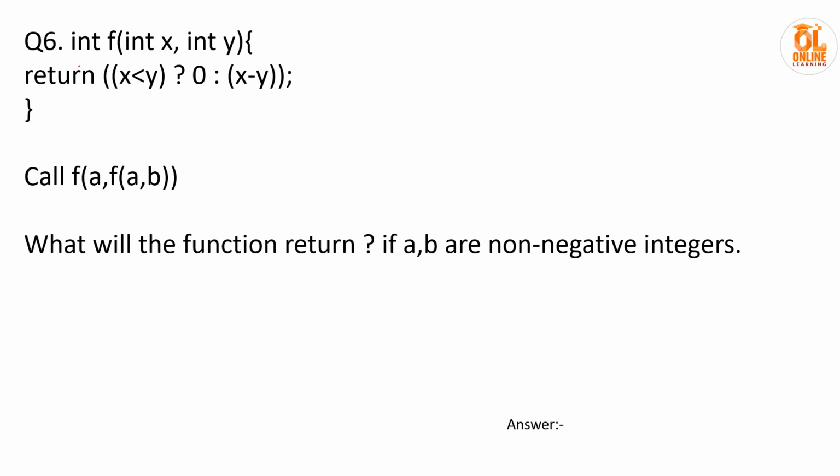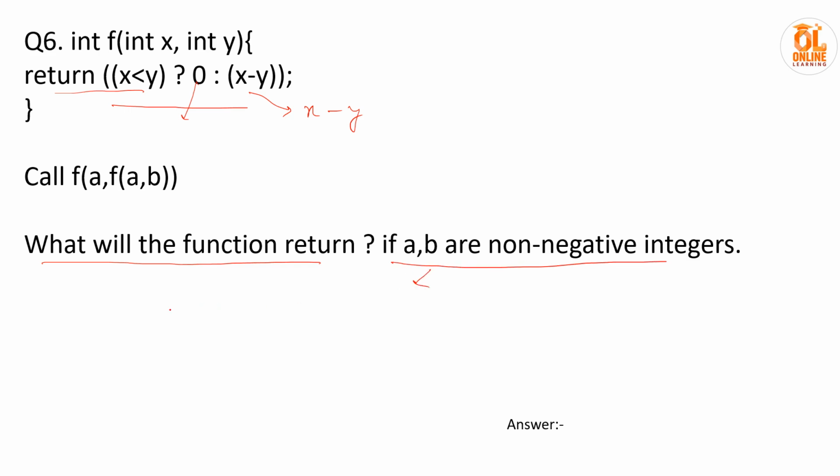Now it is given an integer function, int x comma y, return x under a condition. If x less than y, this is the ternary operator. If x less than y, and the condition is true, it will return 0. If it is false, then it will return x minus y. So we have to call f(a, b). The question is, what will the function return if a and b are non-negative integers?